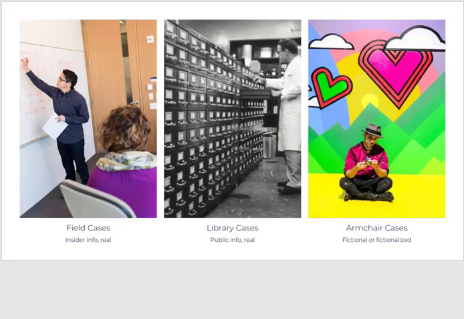First off, we have field cases. So these are cases that are written by professors. Some schools like USC will have their students write the cases and then have other students solve them. Usually they involve some insider information. So that would be an interview or other public information like business news or public filings. The second type of case is called a library case.